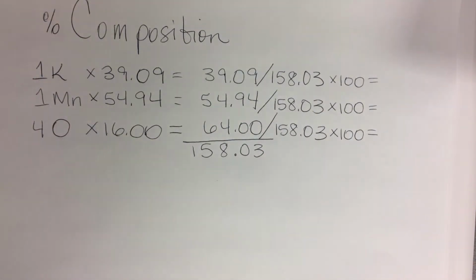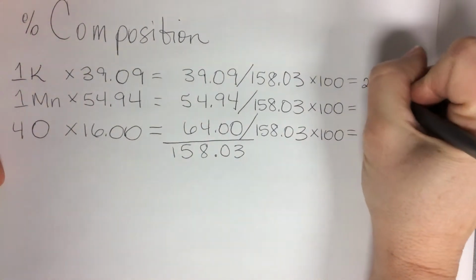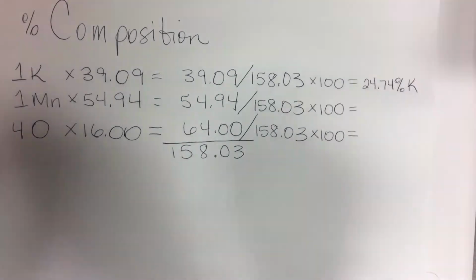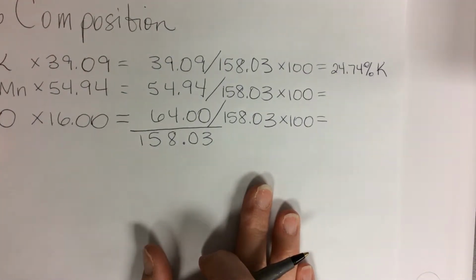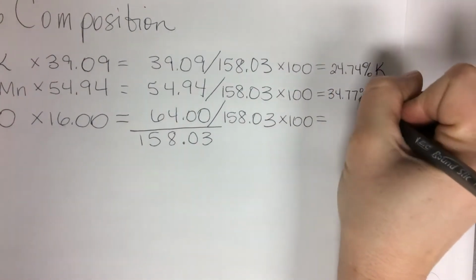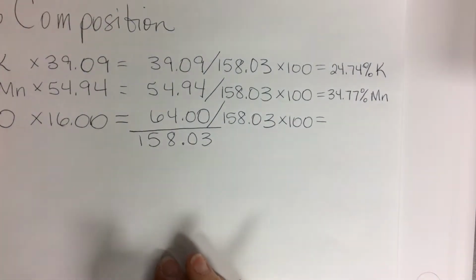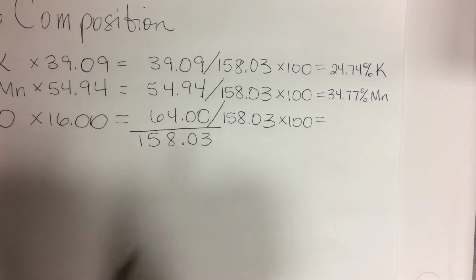All right. Riley, what do we get? 24.74. And that's the percent potassium in this compound, right? All right. 34.77. And that's the percent. The unit would be percent manganese. All right. What do you got? 0.449. Did you multiply it times 100? Oh, no.